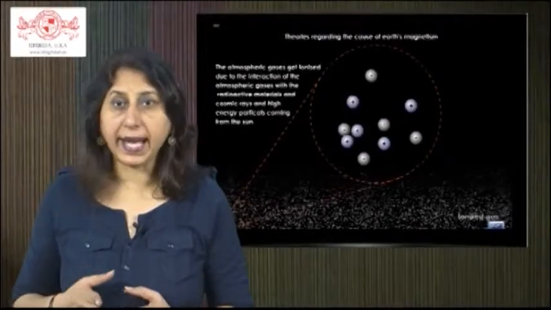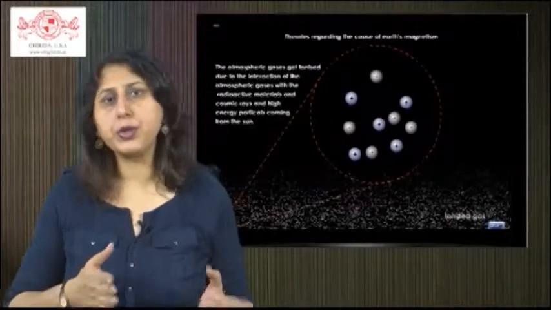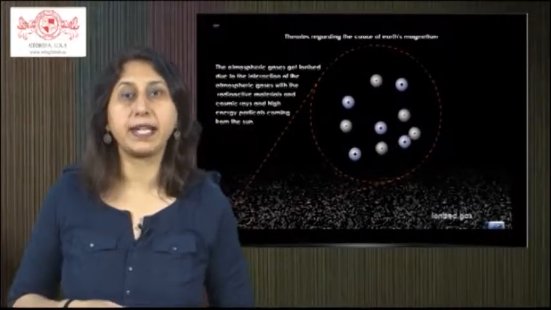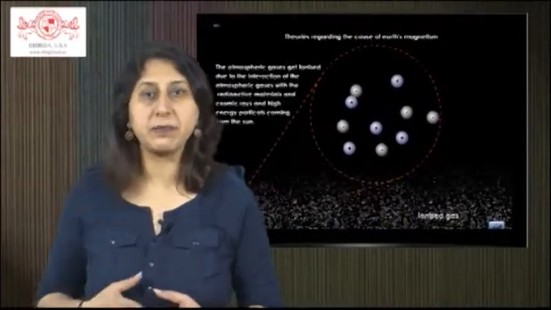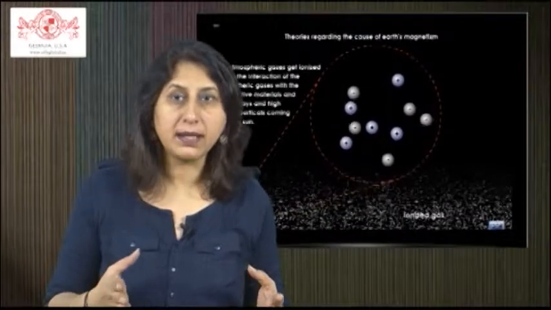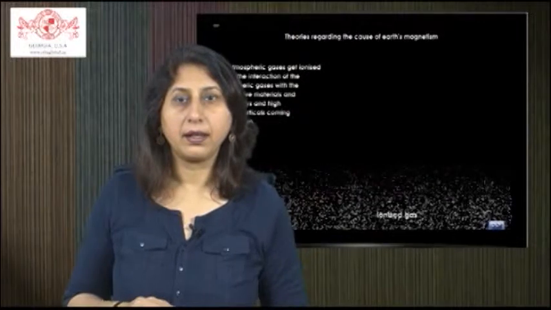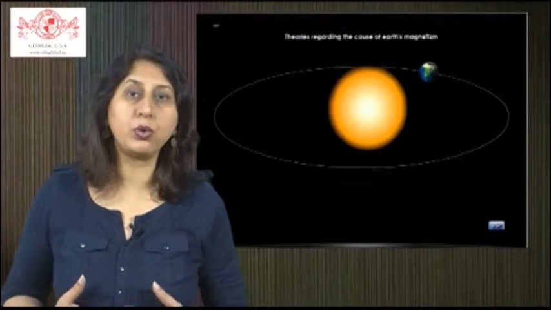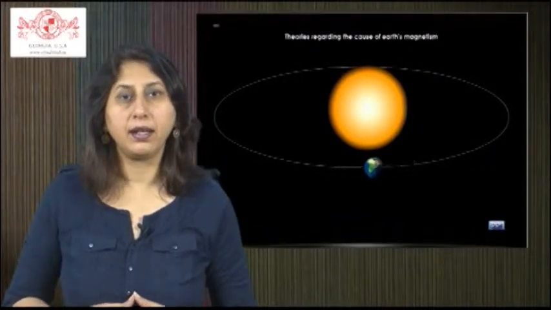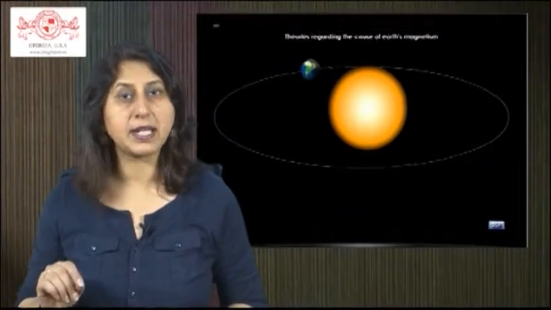The atmospheric gases get ionized due to the interaction of the atmospheric gases with the radioactive materials and cosmic rays and high energy particles coming from the sun. Thus, a strong electric field is created as the Earth rotates about its own axis around the sun. These currents generate a magnetic field around the Earth.